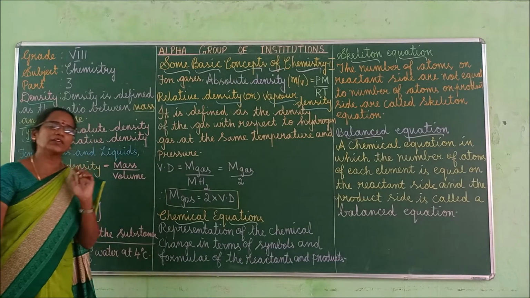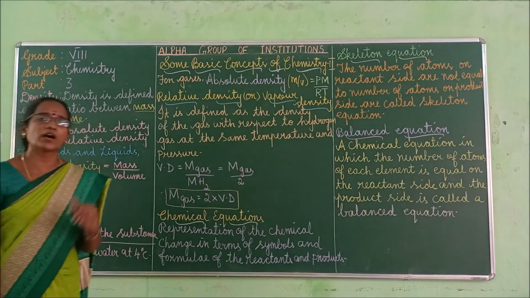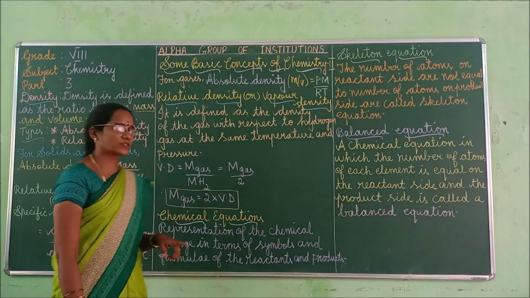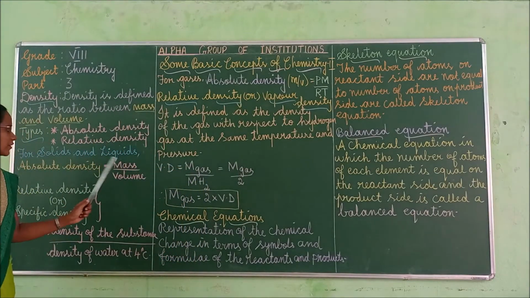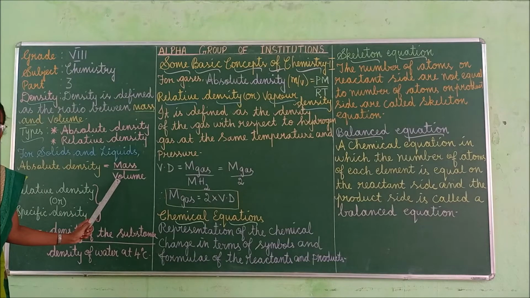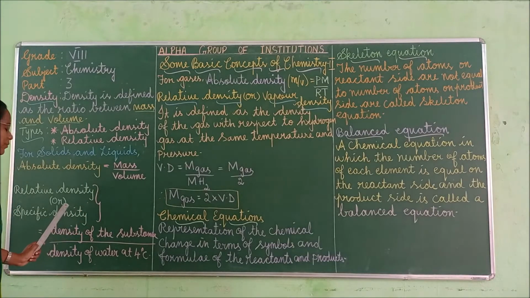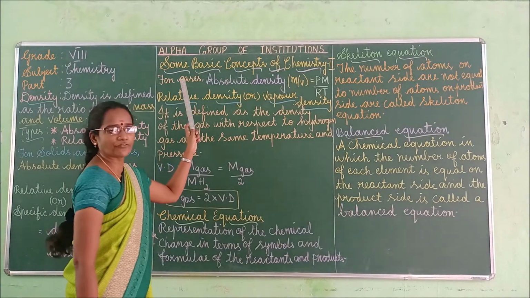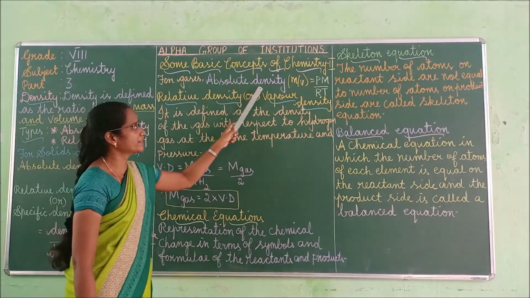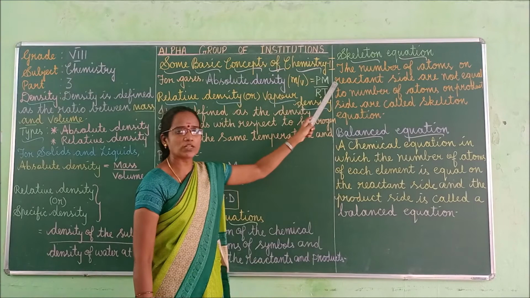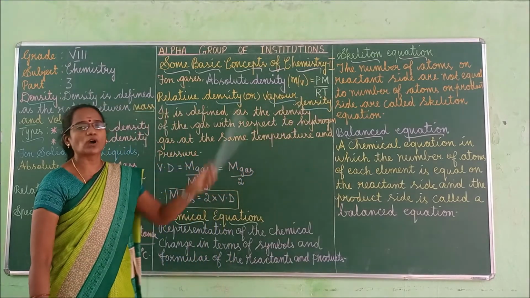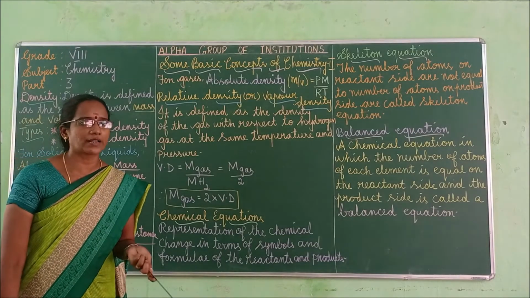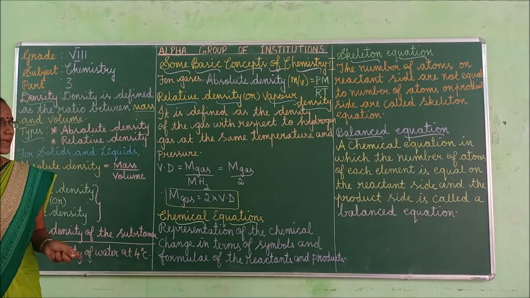We have to mention the formula specifically for solids as well as for liquids. For solids and liquids, you have to use the mass by volume formula. At the same time, for gases, the absolute density M by V is equal to PM by RT. You have to mention what is P, what is M, what is R and T.